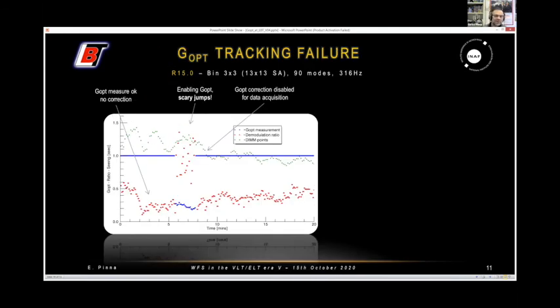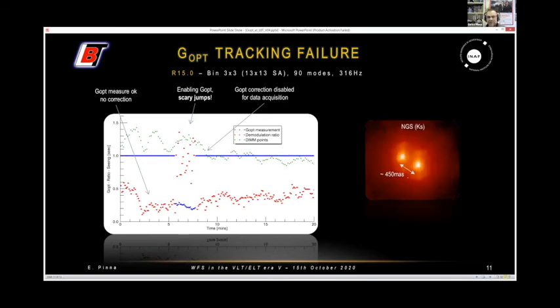In one case, we really got into trouble. You see here, for example, that we have some good-looking measurements before enabling the correction. Then when the blue is enabled, the correction is enabled, the ratio is really jumping up and down, which was scary, and we decided to do this measurement without GEOPT.